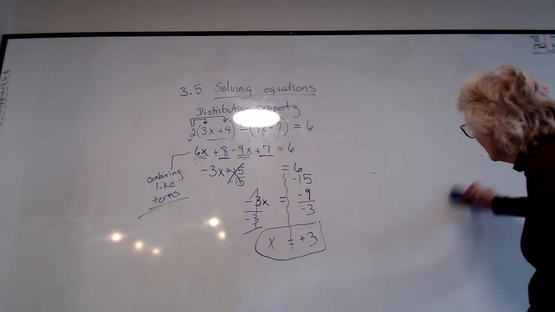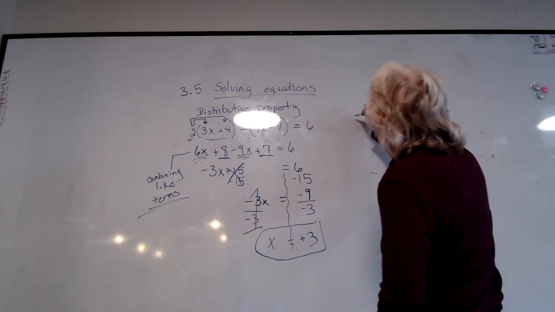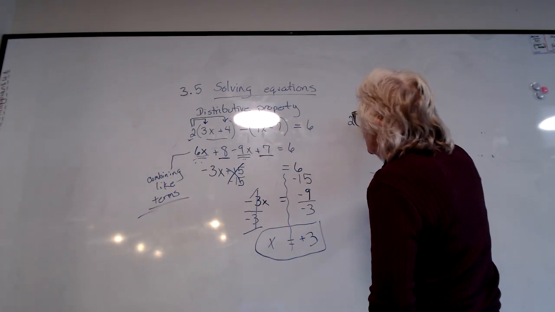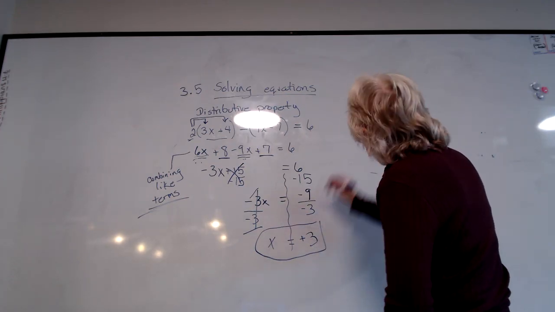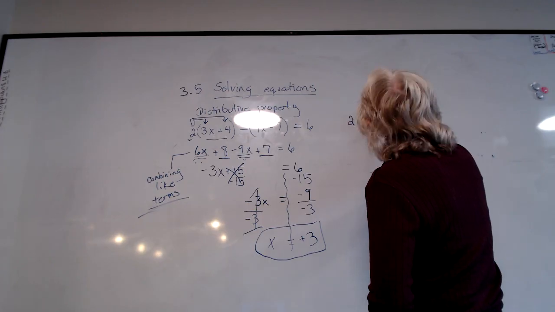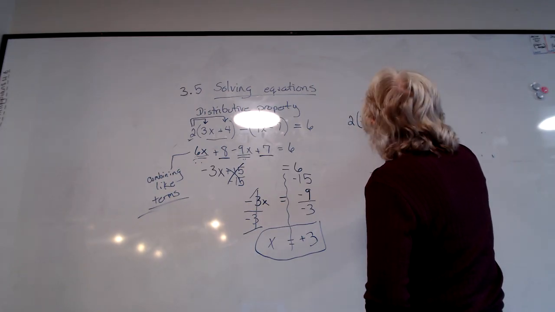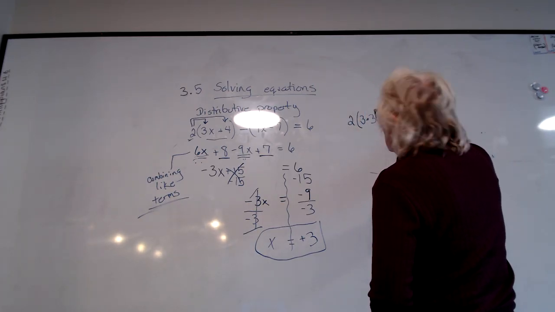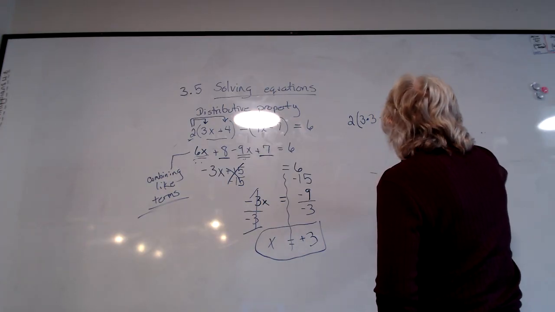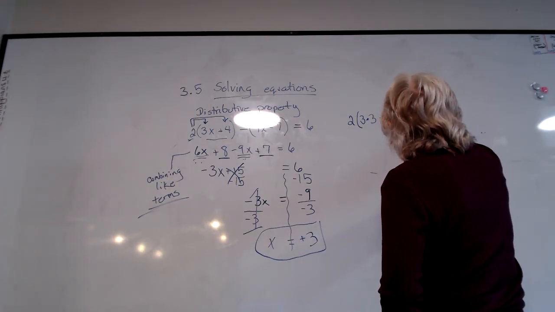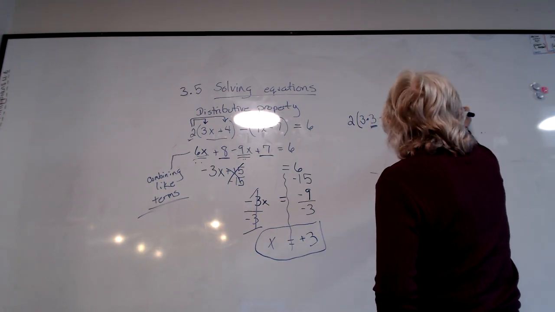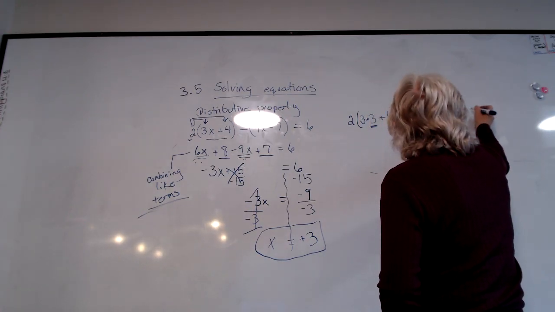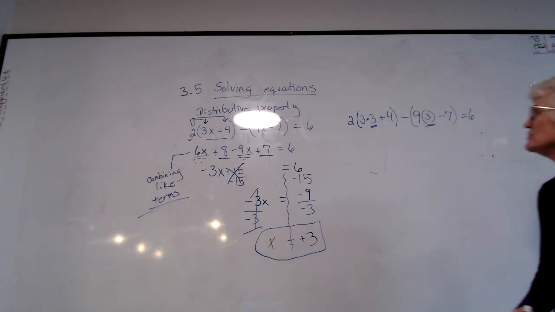We can check what we're doing. So we're going to go back to our original equation. 3 times x, which is 3, plus 4 minus 9 times x, which is 3. So I'm putting these numbers in. Minus 7 equals 6. So we can go through and do the work.